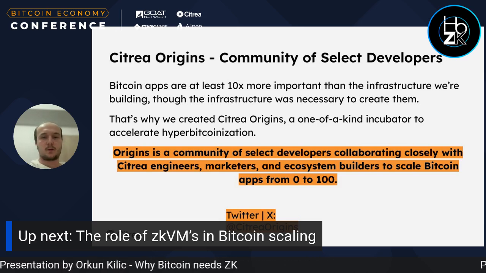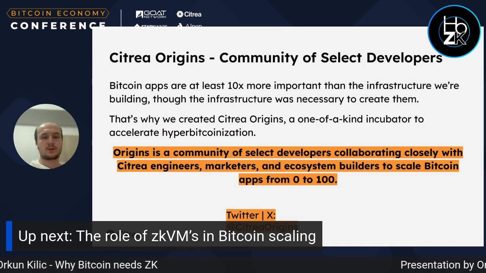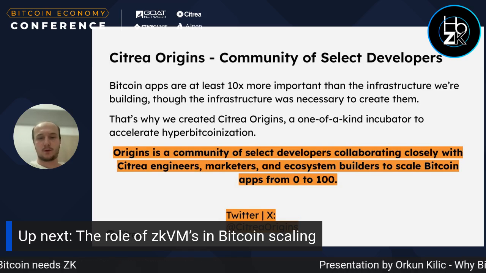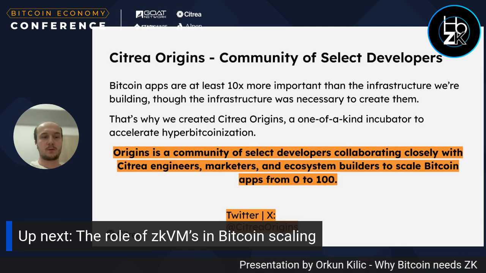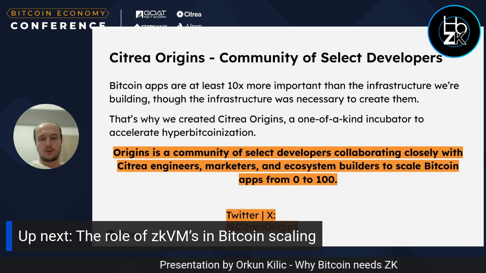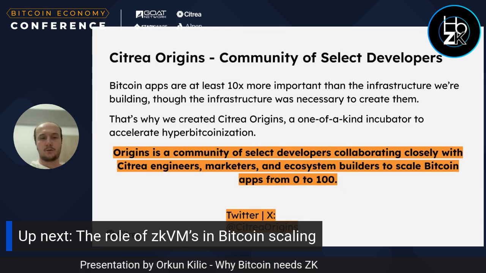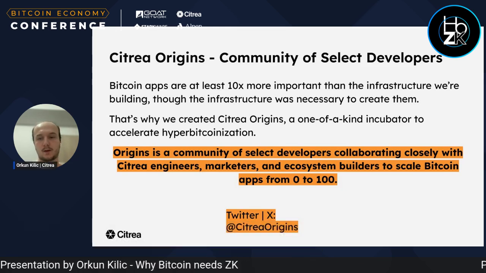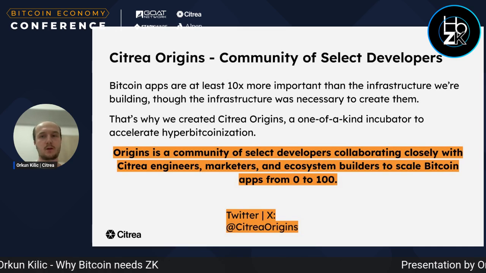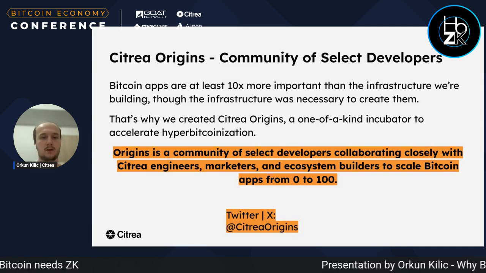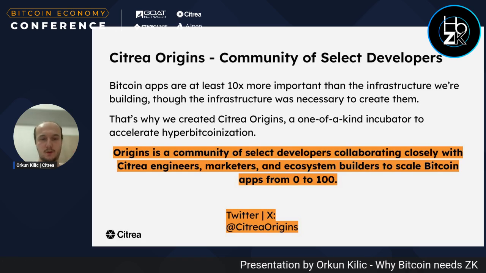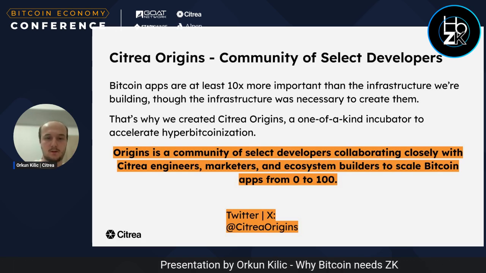So Origins is a community of select developers collaborating closely with Citrea engineers, marketers, ecosystem builders to scale Bitcoin apps from 0 to hundreds. So you already see the Twitter handle there. You can follow the progress there. If you are building something on Bitcoin, you can always DM me or any of my teammates. We are happy to help you go through and onboard to the Citrea ecosystem as well.